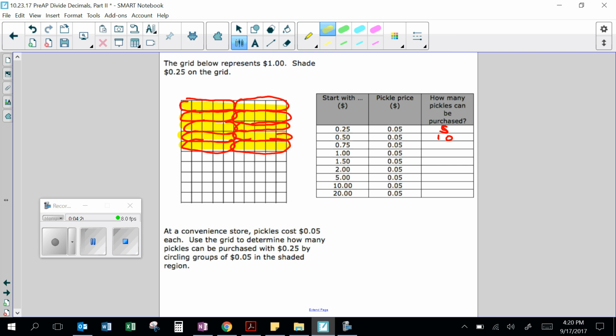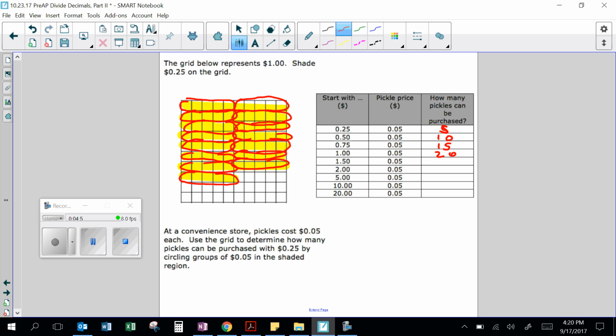Highlighter. Let me shade in 75 cents. Again, a pickle costs a nickel. Another pickle, another pickle, another pickle. So let's see. Each quarter, I can get 5 pickles. So with 1 quarter, I can get 5 pickles. 2 quarters, another 5 pickles. Another quarter, another 5. So it'll be 15 pickles. So a dollar should be 20 pickles.